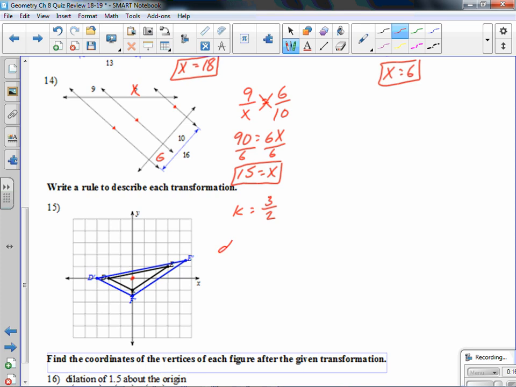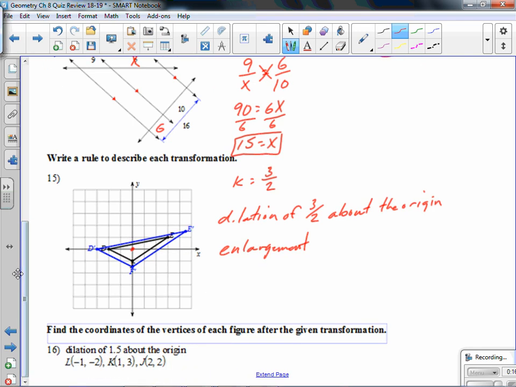So our rule is that this is a dilation of 3/2 about the origin. And it doesn't ask it here, but since our scale factor is larger than 1, or we can also see clearly that the black triangle is smaller than the blue triangle, then we could also label this as an enlargement. Once again, it didn't ask for that, but we can put it there.